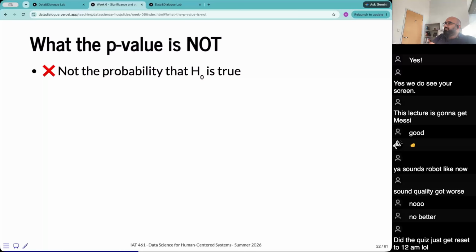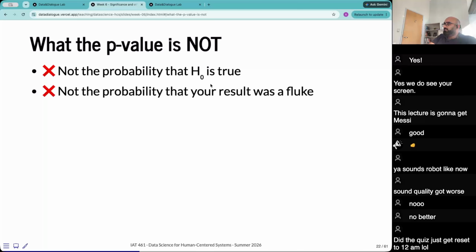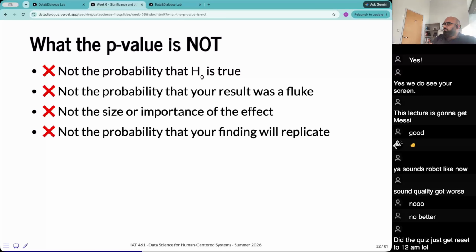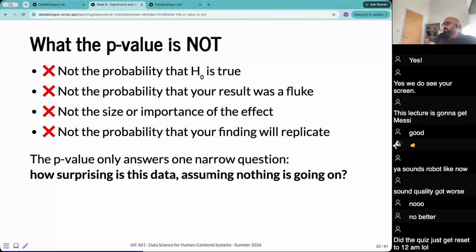But the p-value is not the probability that the null hypothesis is true. You can't say that a p-value of 0.05 means there's a 5% chance that this is due to chance. It's not the probability that your result was a fluke. Not the size and importance of the difference. Not the probability that your finding will replicate again. The p-value only answers one narrow question: how surprising is this data, assuming nothing is going on?